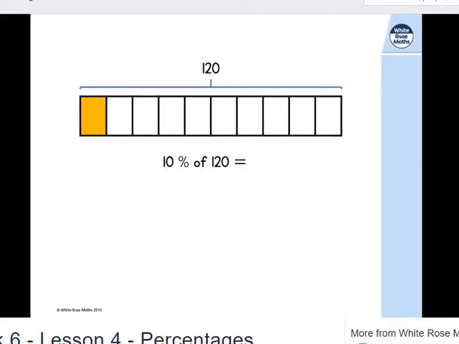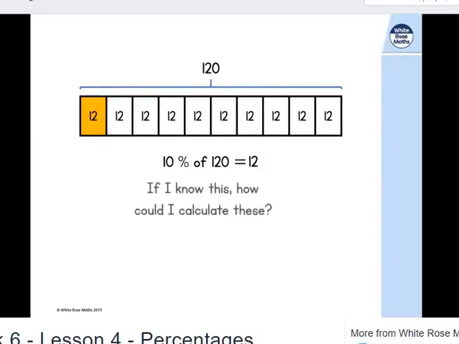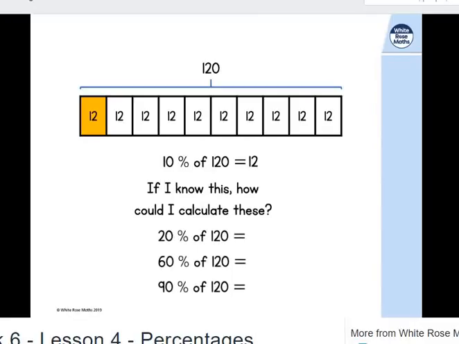So then, let's see if we can find 10% of a number. So our whole is 120, and we want to find 10%, or 1 of 10 equal parts. So we divide by 10, because there are 10 10%s in 100%. Therefore, 10% will be equal to 12. So then, if I know that 10% of 120 is 12, how could I use that to calculate these? Pause the video, have a think for yourself first.